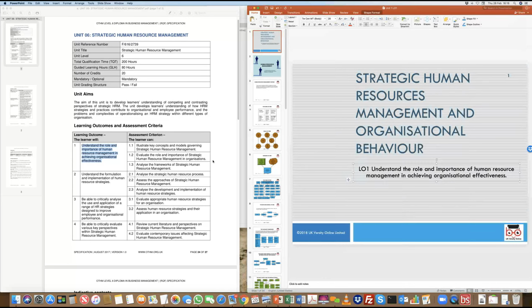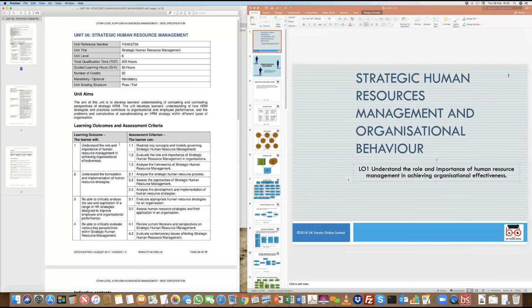So what I've done is, on the left-hand side, I've got the unit specification, and on the right-hand side, the presentation and the slides. Now, there are lots of slides in this presentation because this is meant to be, let me put it this way, background to why human resources management is actually required when you're studying a management qualification at pretty much the master's level.